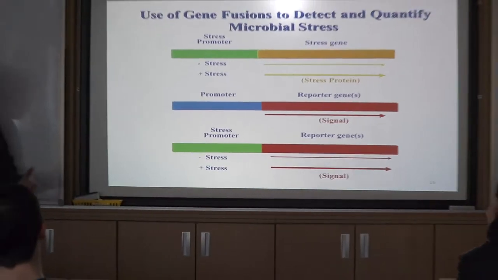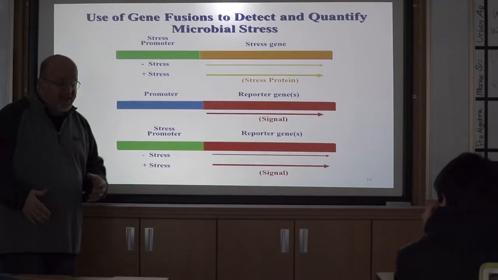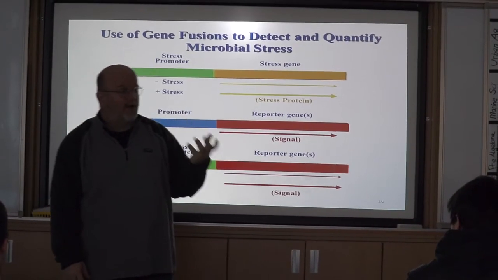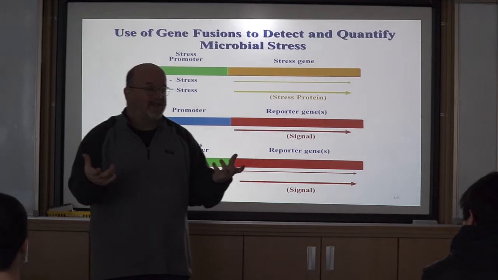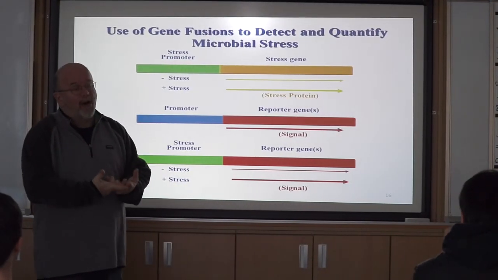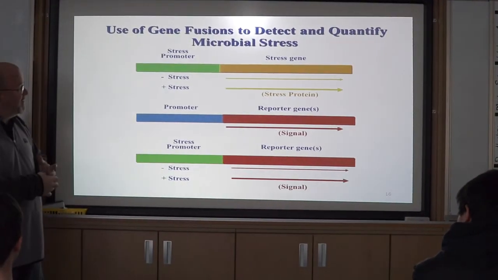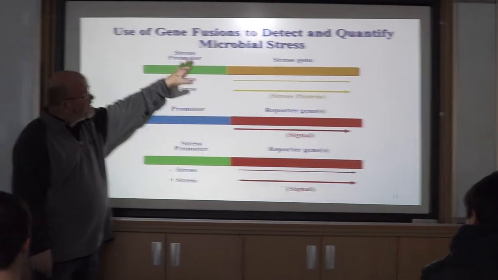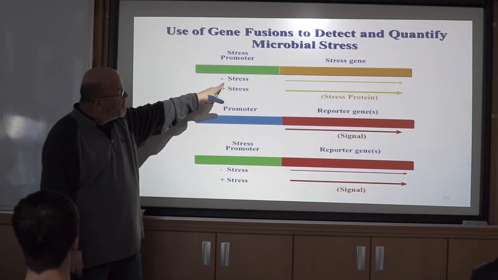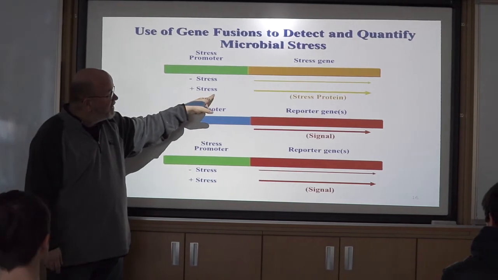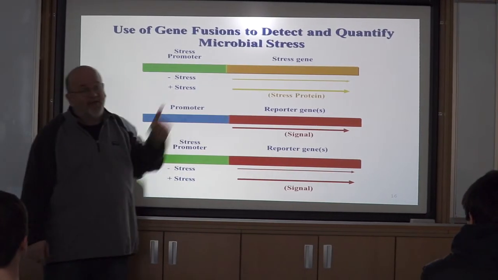So within our lab, and within many labs, what do we want to do? We want to take the genes for bioluminescence and the genes for biofluorescence and put them into our bioreporter, into our biosensor. And the way we do that is we take a stress promoter. This promoter with no stress and with stress, it changes the level of the mRNA.